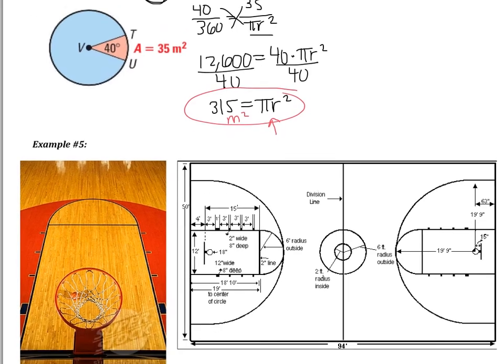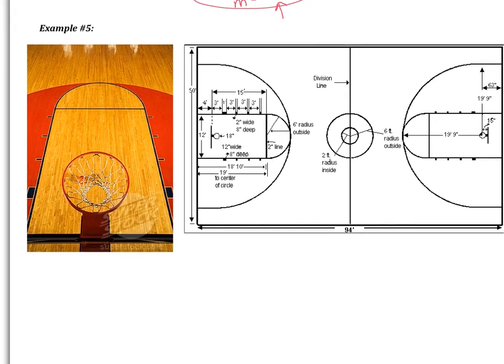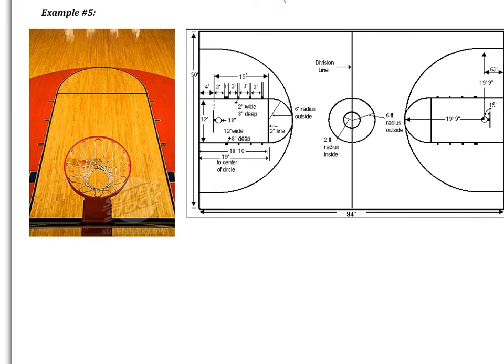Okay, let's look at our next and last example. So anytime I think about a sector, I think about a basketball court. So as you can see in our basketball court in this picture, we have this little sector up here. It's actually called a semicircle. It's half of a circle. And then we also have this rectangle here.